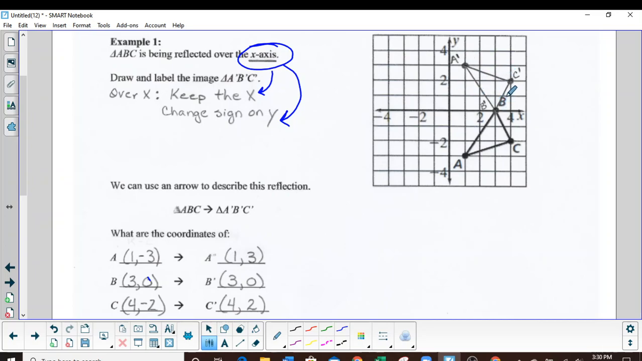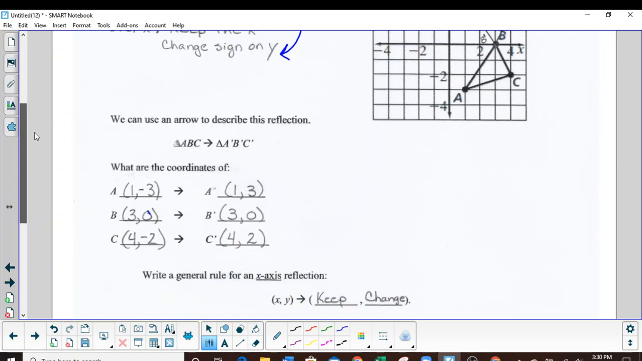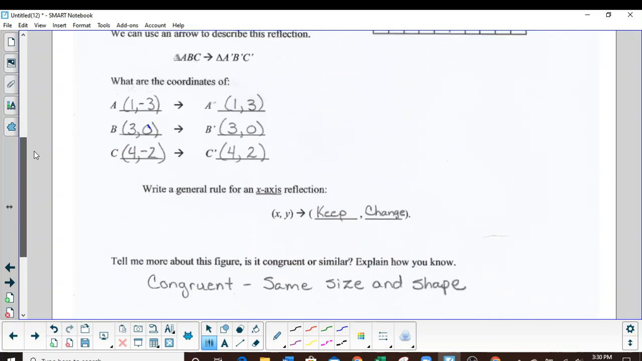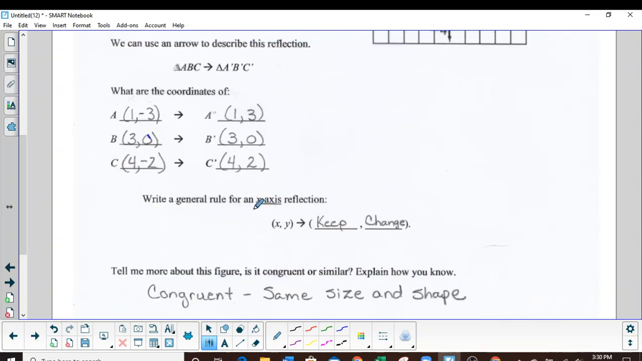I don't see my prime mark. I need to, oh, there it is. B prime, I put it right there. And C prime. Okay? It'll make more sense once you try it on your own. All right? But the key is writing these ordered pairs down. Okay? And a general rule that helps us right there, we just said it, for reflecting over the x: keep the x, change the y.